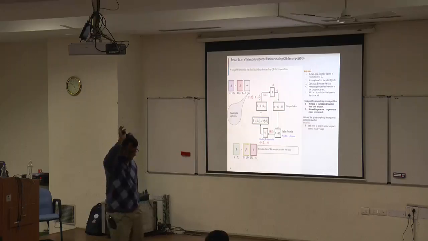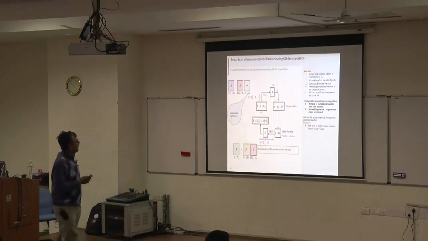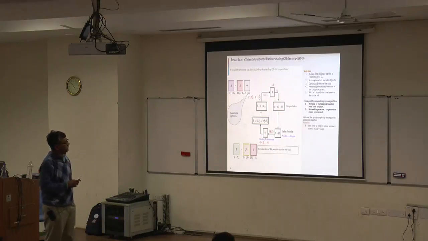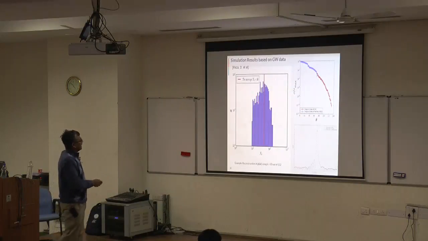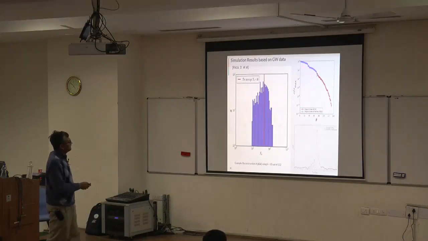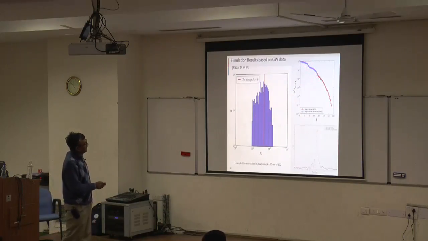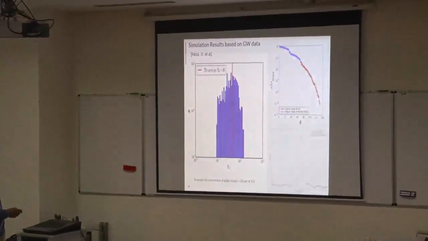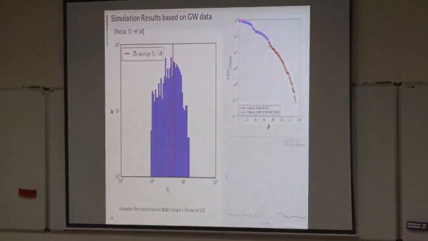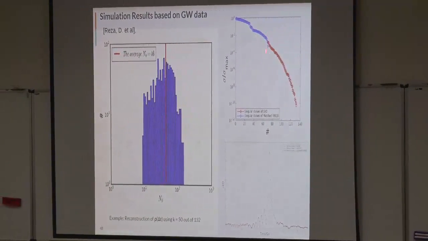So this is where I want to leave it. This is the picture that shows it really works nicely. The red ones are the original singular values, and the blue ones are the singular values that we find using my randomized projection.